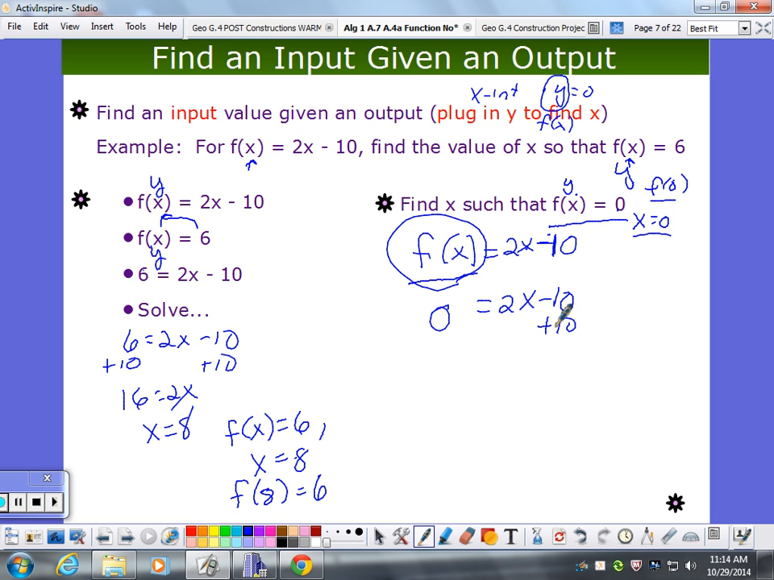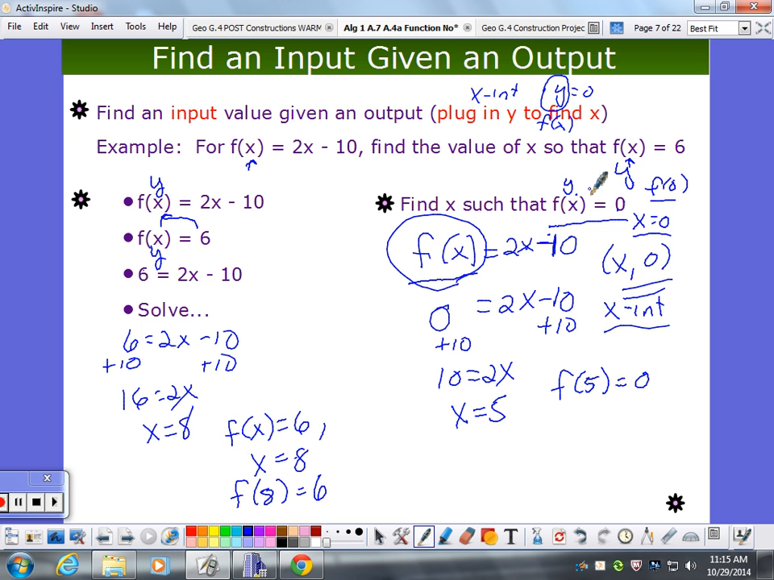Solve this equation, and we get this. Divide by 2 and a little symmetric property of equality, x is 5. F of 5 equals 0. Because that's the x, that's the y. This is also x, y. Oh, wait a second, what's that? That looks familiar. The x-intercept. That's how you find the x-intercept.